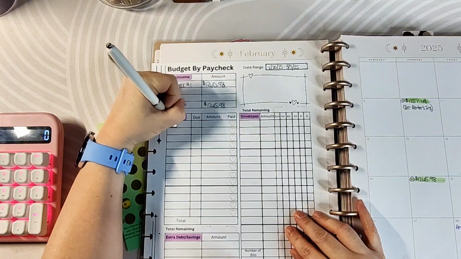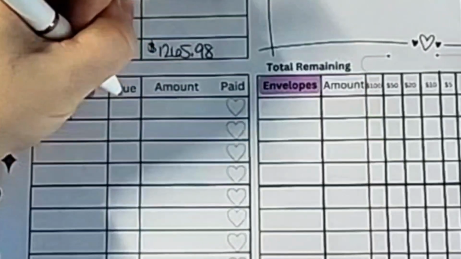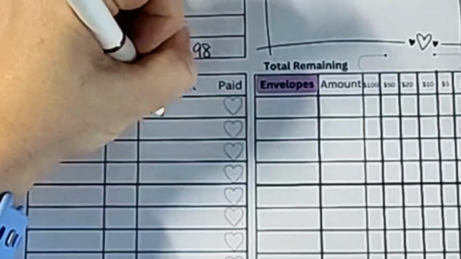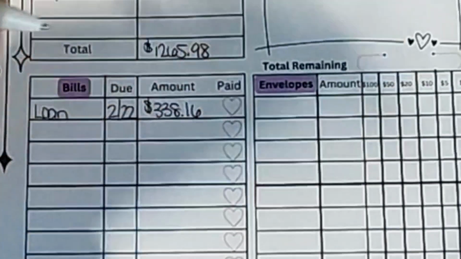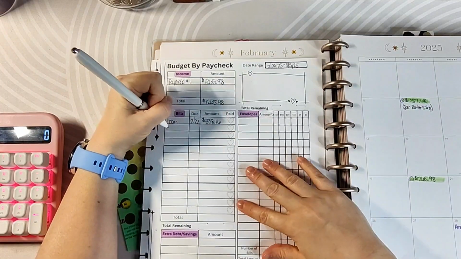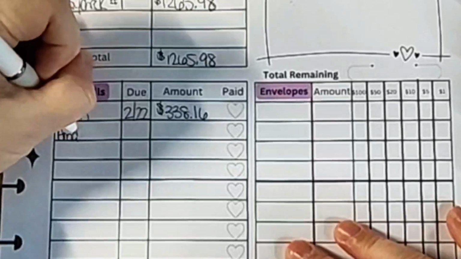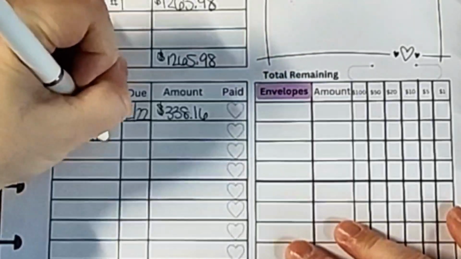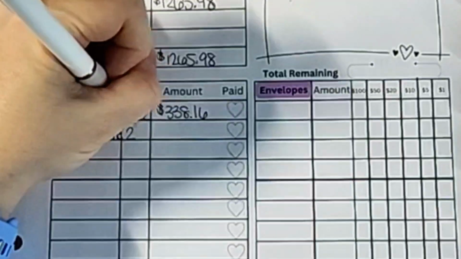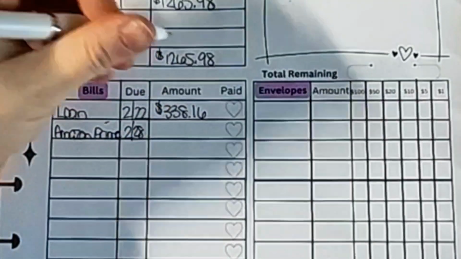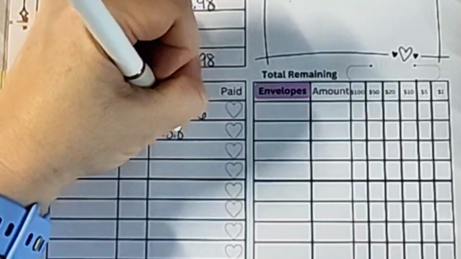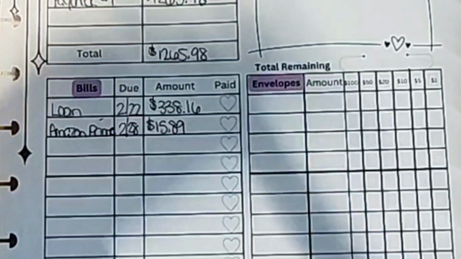So I have a loan, which is due on 2/22, and that is for $338.16. Something else that I can see in this time frame is my Amazon Prime. That is going to come out probably, I'm assuming, the 28th, since it's a short month. And it is $15.89. One day I will make this an annual subscription.